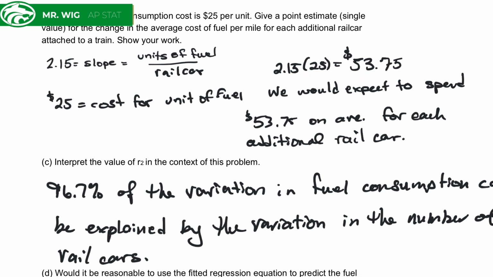So the math is here. The explanation would be we would expect to spend $53.75 on average for each additional rail car. I say it's on average here because this is not an exact value. This is just an estimation, so that I don't need to tell you at the end that it's going to be exactly $53.75. Just an estimate. All right.